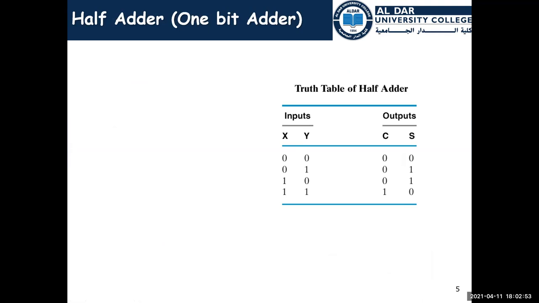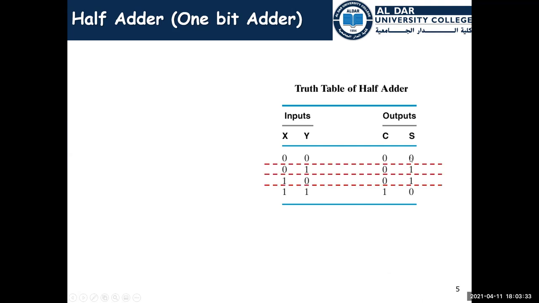Now we should talk about the circuit of the half adder. The half adder is simple. We don't think about carries; the carry moves to the other bits. We just have two output bits, the sum and the carry. So 0 plus 0 is equal to 0 and the carry is 0. 0 plus 1 is equal to 1 and the carry is 0. 1 plus 0 is equal to 1 and the carry is 0. 1 plus 1 is 0 and the carry is 1.